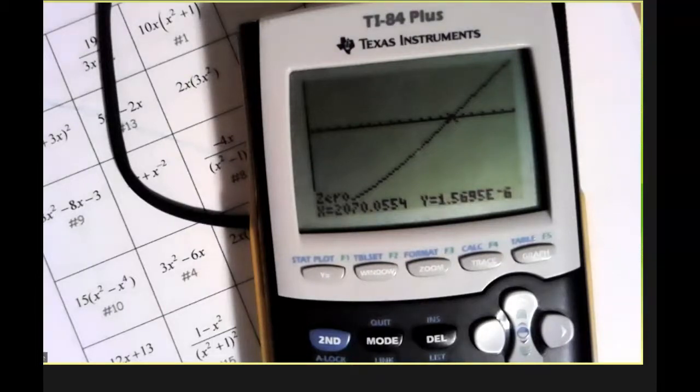And since we're in calc and we're using a calculator, we're always going to put 3 decimals. So we're going to go 2.070.